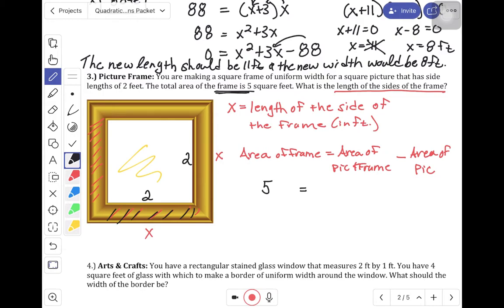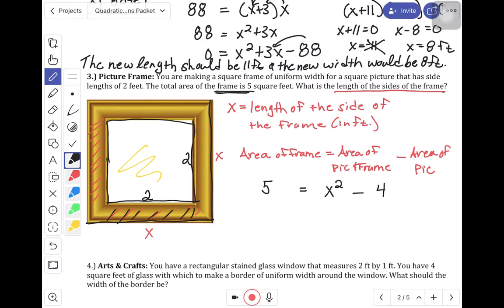The area of the picture and the area of the frame would be described by just taking this whole length times this whole width, or x times x, which is x squared. And then, of course, I'd have to just subtract, or cut out, the area of the picture inside. So that's 2 by 2, which gives us 4 square feet. So if I just want to know the lengths of the sides of the frame, I can use this equation to help me do that.